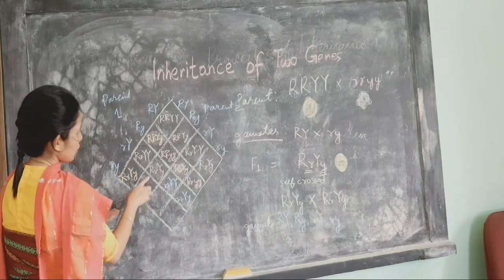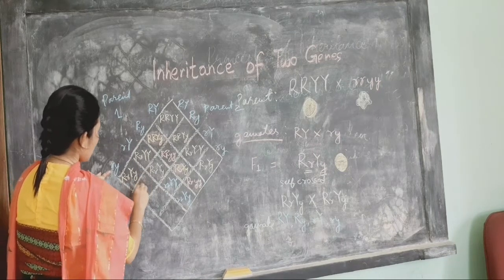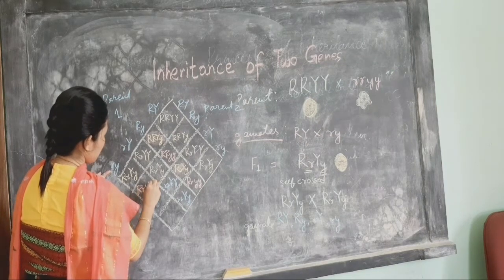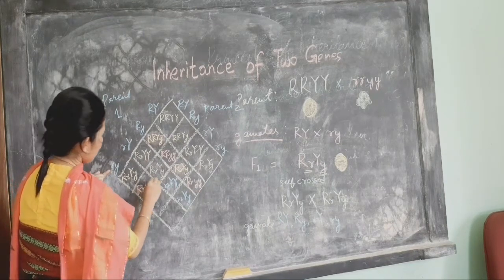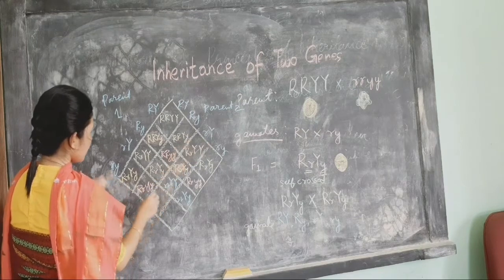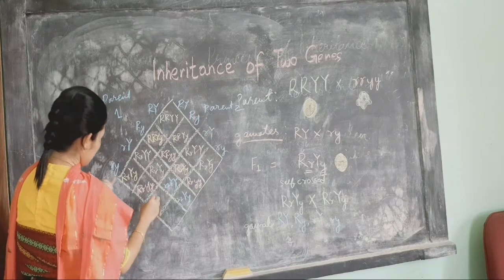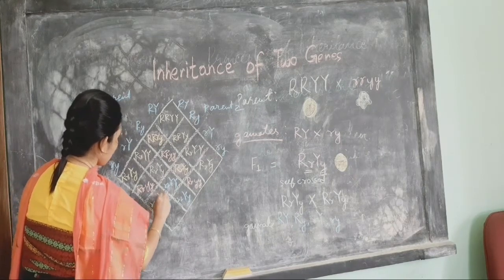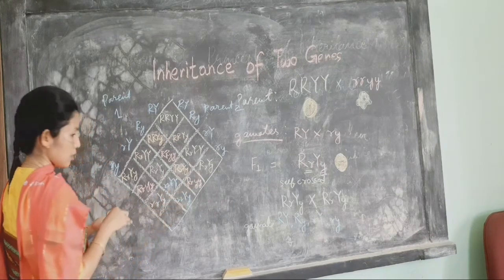So round and green, what color did we give? Pink, right? Capital R, small y, small y. Round and green, we have not given any color. Round and green. And this will be small r, wrinkled and yellow. Yes. So wrinkled, small r, capital Y, small y. Wrinkled and yellow. And the last one is wrinkled and green.